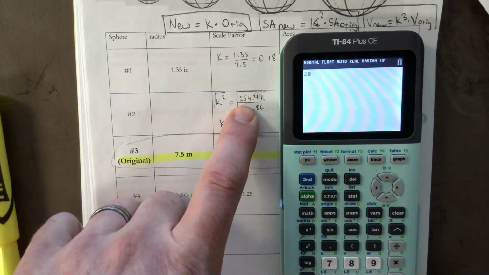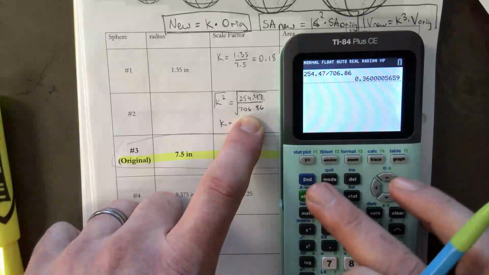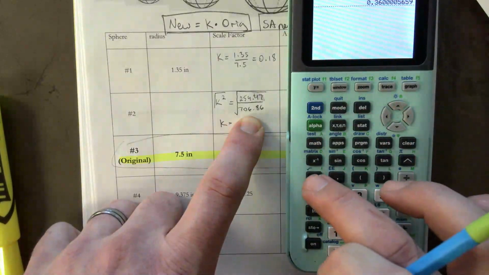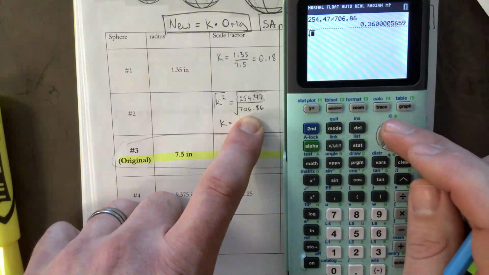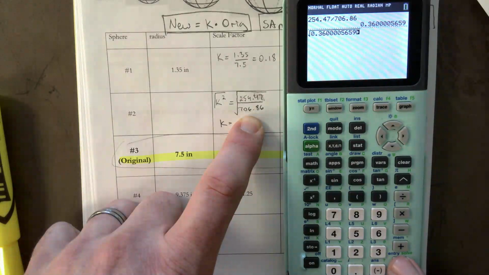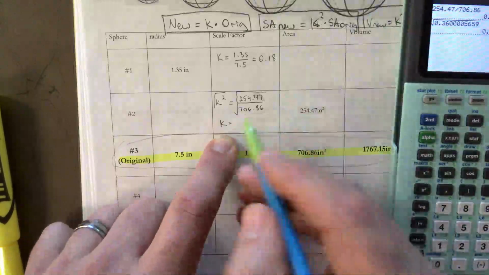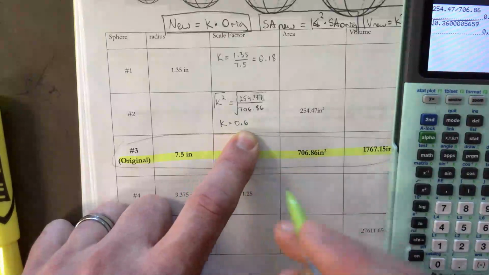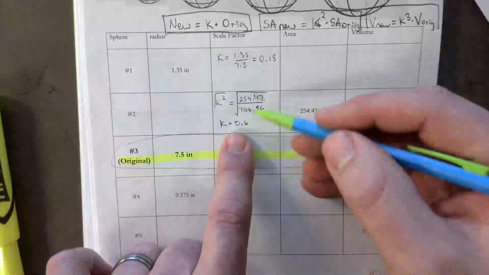So I go 254.47 divided by 706.86. That's what I do. And then I press second x². That calls the root. Okay? And then I just go up with the arrow, copy it in there, and then enter one more time. So that's your scale factor there, 0.6. If you want to add another 5 zeros, go for it, right? Not going to hurt you. So we found the scale factor there.